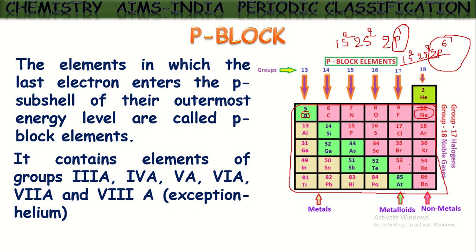Next, it contains elements of third A group to 8th A group. Of course, in the 8th A group, we told already helium should be accepted because it has no p electrons. So it belongs to S block even though it is on the right side.